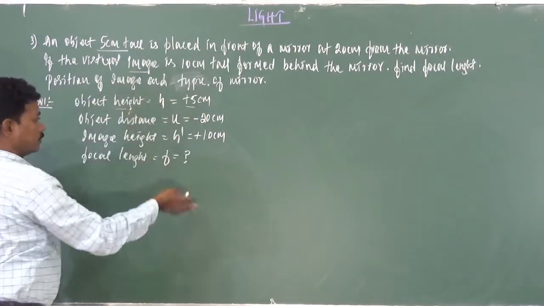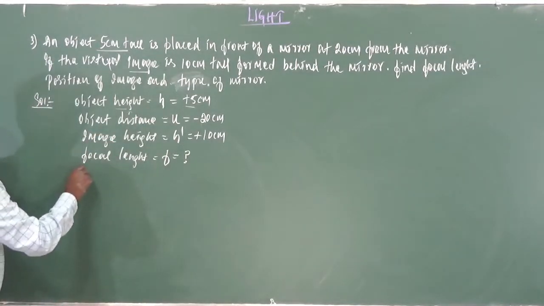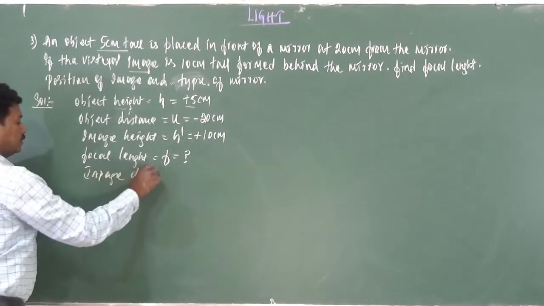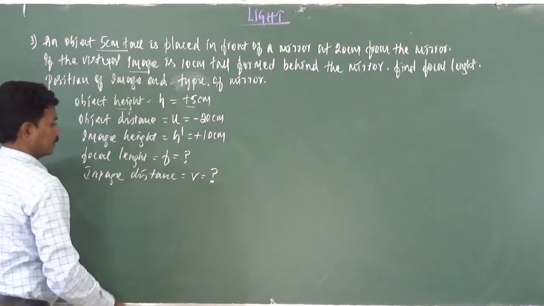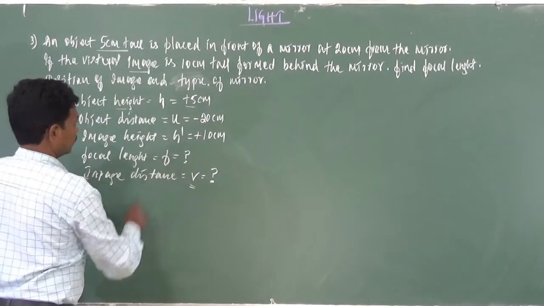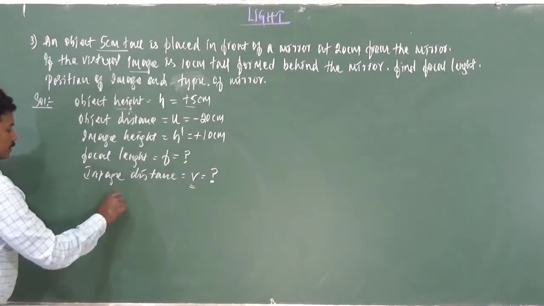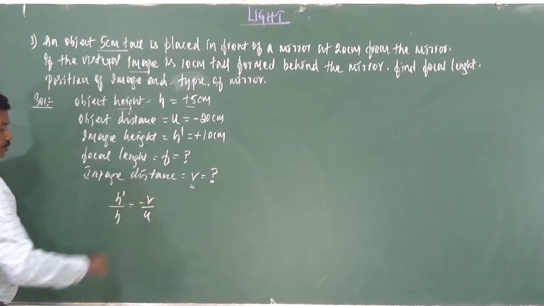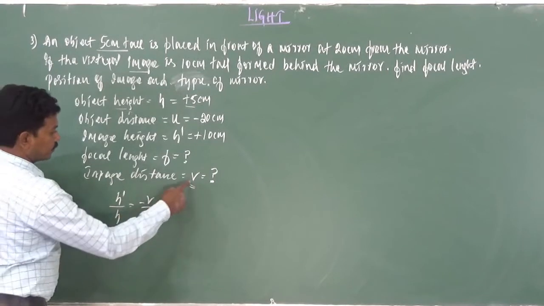Position of the image we have to calculate. That is, we have to find the value of v. So image distance v is equal to question mark. First we will find out v, then we will find out f. We will use the formula h dash by h is equal to minus v by u. I hope you remember this relationship. We want to find out v.